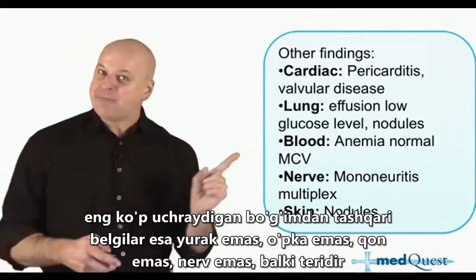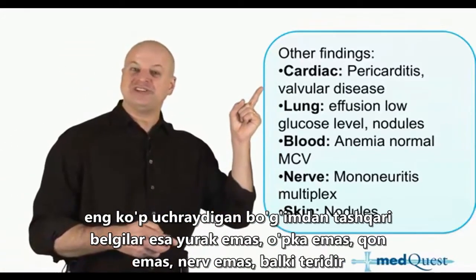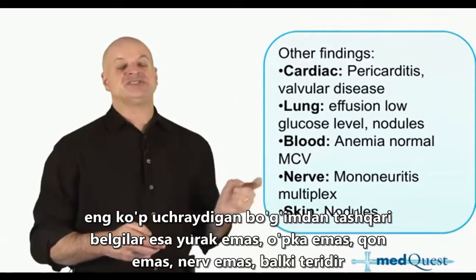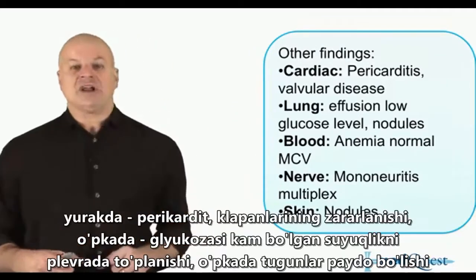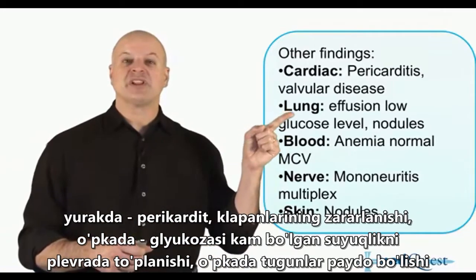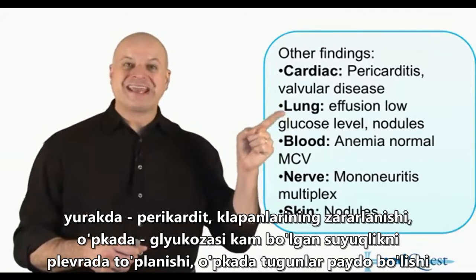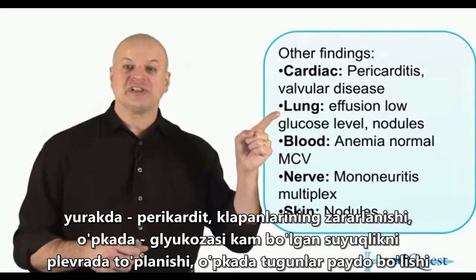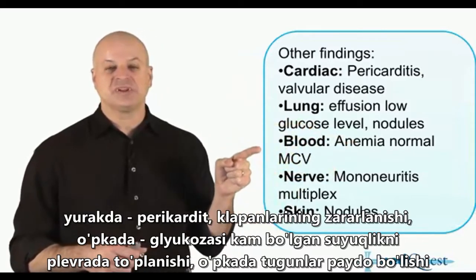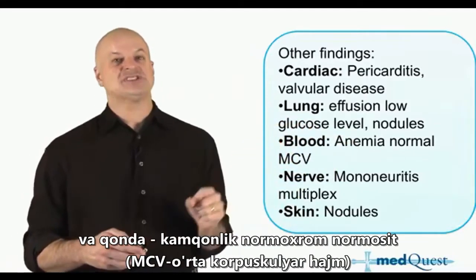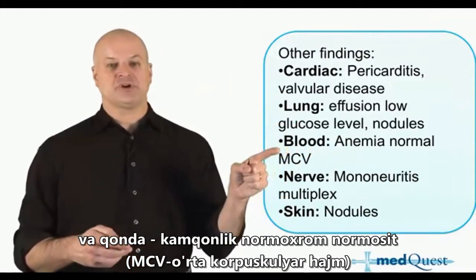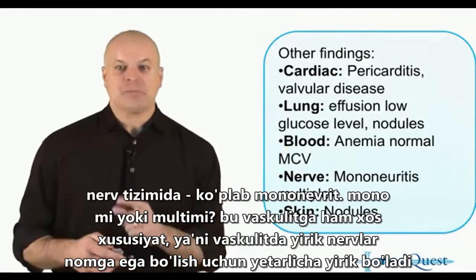Now, the most common of the manifestations outside the joints is not cardiac. It's not lung. It is not blood. It is not nerve. It's actually skin. Now, cardiac pericarditis, valvular disease happens, lung disease happens, and it's characterized by the lowest glucose level of any pleural effusion. And it's not just lung nodules, not just skin nodules, but lung nodules. And anemia, this is the classic normochromic normocytic anemia, and nerves, mononeuritis multiplex.